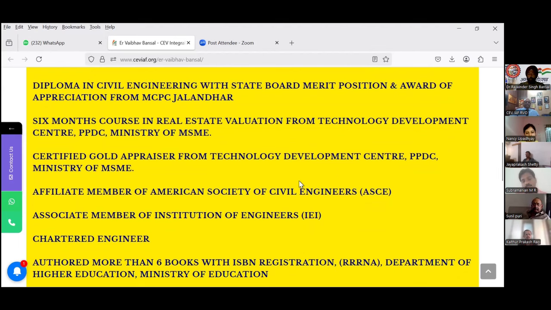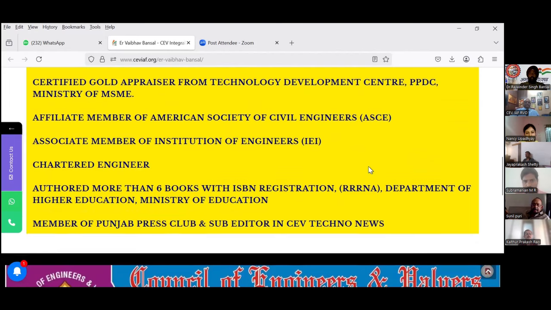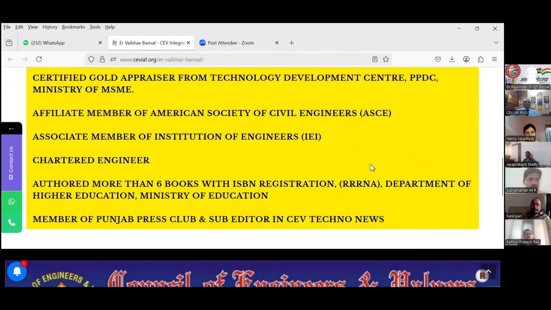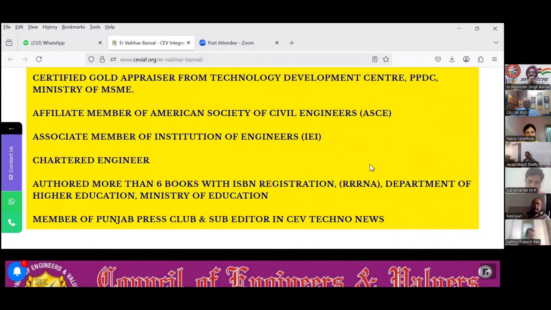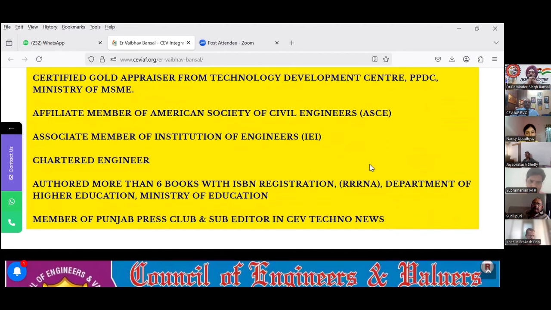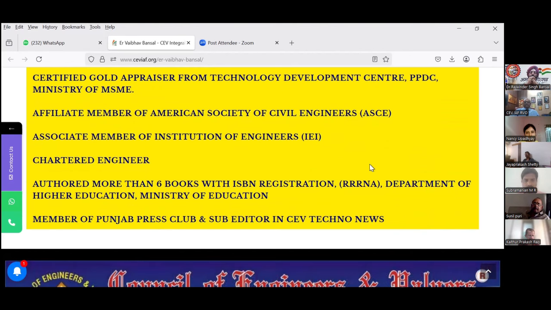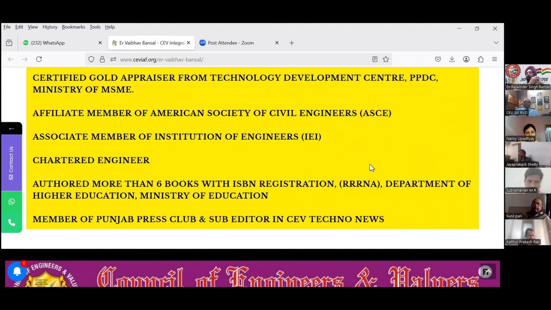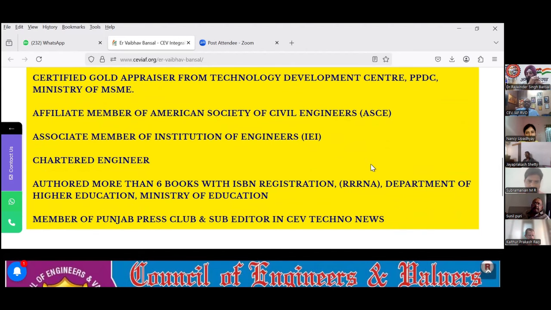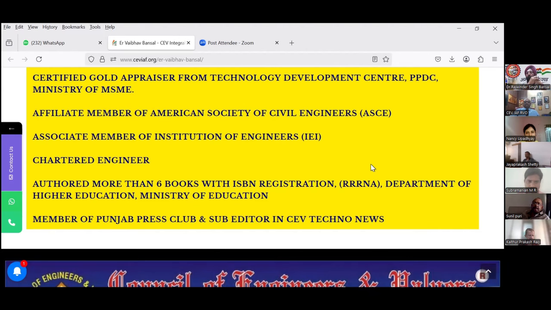He is an affiliate member of the American Society of Civil Engineers. He is an associate member of the Institution of Engineers. He is also a chartered engineer. He has authored more than 6 books with ISBN registration, Department of Higher Education, Ministry of Education. He is also a member of Punjab Press Club and sub-editor in CEV Techno News. At present, he is doing LLB and is a second-year student of law.